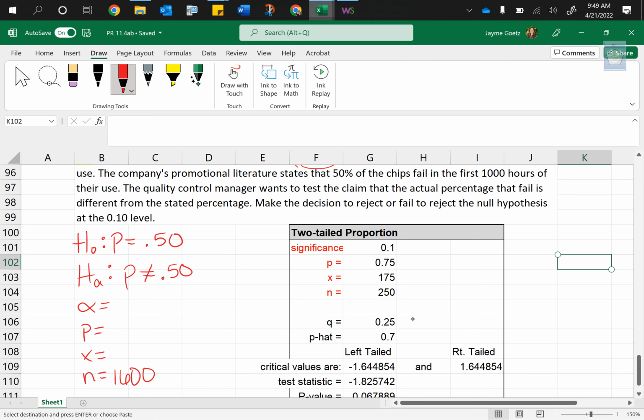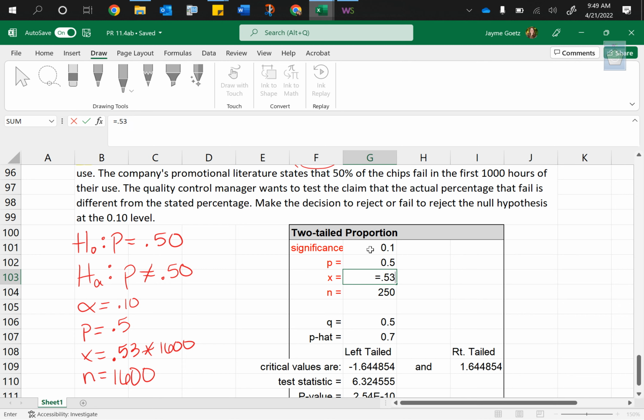What's my p-value? Not p hat, p. 0.5. And then what is my alpha? 0.10. Be very careful, because a lot of times our significance level is like 0.01, 0.05. Sometimes they give you a 0.1. So be very careful with the placement of those zeros. So I'm going to put in my significance level here of 0.1. My p-value is 0.5. My x value is 0.53 times 1,600. And my n value is 1,600.